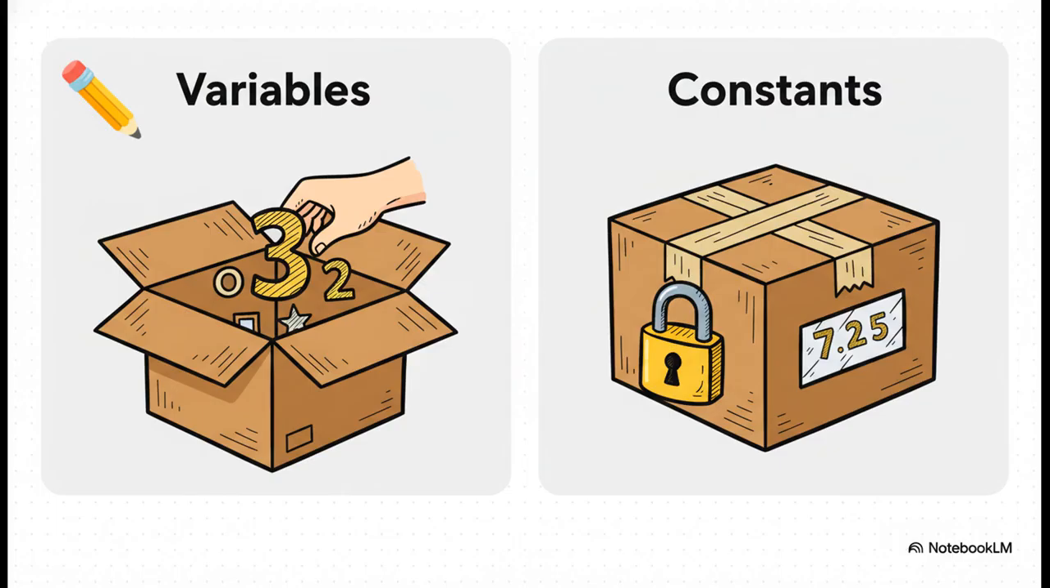But what happens when you have a piece of information that should never change? Think about something like the value of pi or maybe a fixed pay rate. For that, we have something called a constant. It's kind of like a storage box, but with a padlock on it. You set the value one time, and the program makes sure it can't be changed by accident.